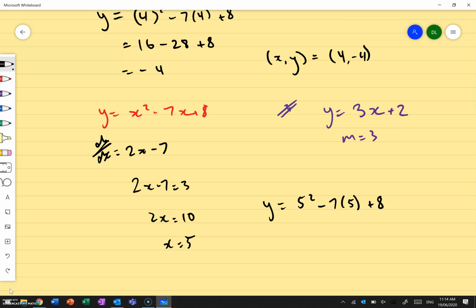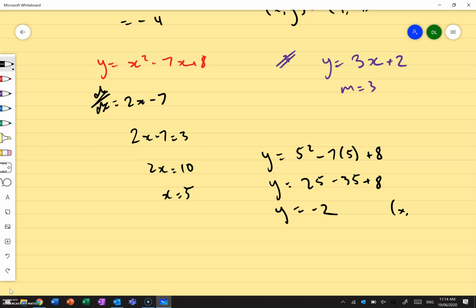So y equals 5 squared minus 7 times 5 plus 8. I'm going very quickly, how do you guys feel? 25 minus 35 plus 8, which is y equals negative 2. Yes, negative 2 is our coordinate. My coordinate is (5, -2).